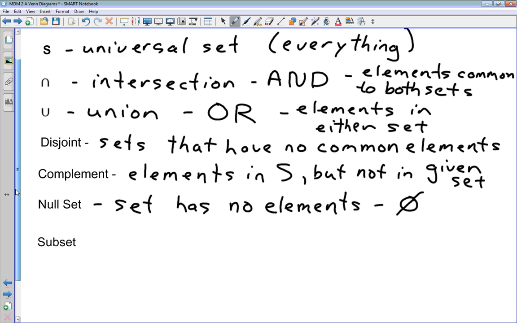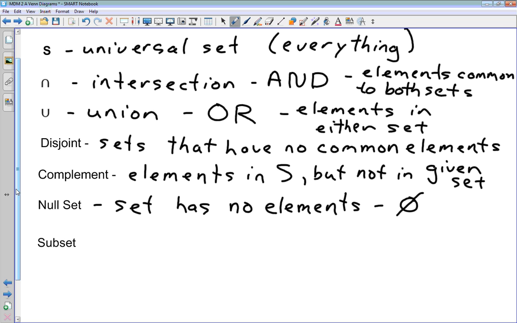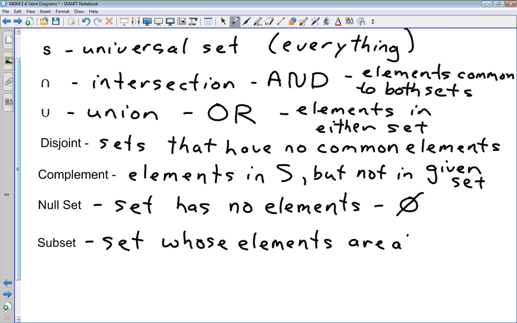And finally, the thing that we're going to talk about a lot is what we call a subset. And a subset is a set whose elements are all in another set.